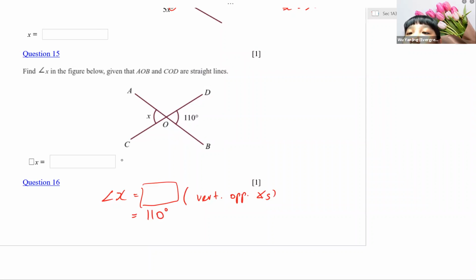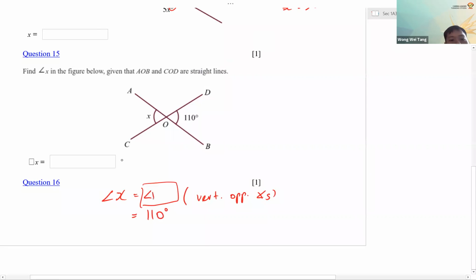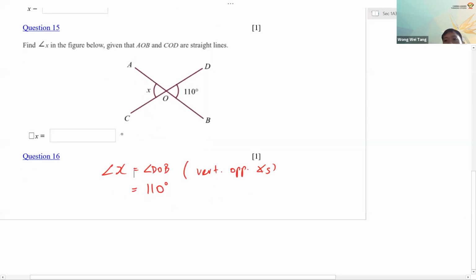Angle AOC equals angle DOB. Excellent. So instead of angle X, you call it angle AOC. That one no need lah. You can just call it angle X because there's only one angle X, so you won't be confused. But I prefer and I recommend that you write it out as angle DOB first. Then you read the value of the angle, which is 110 degrees. Okay. Next.